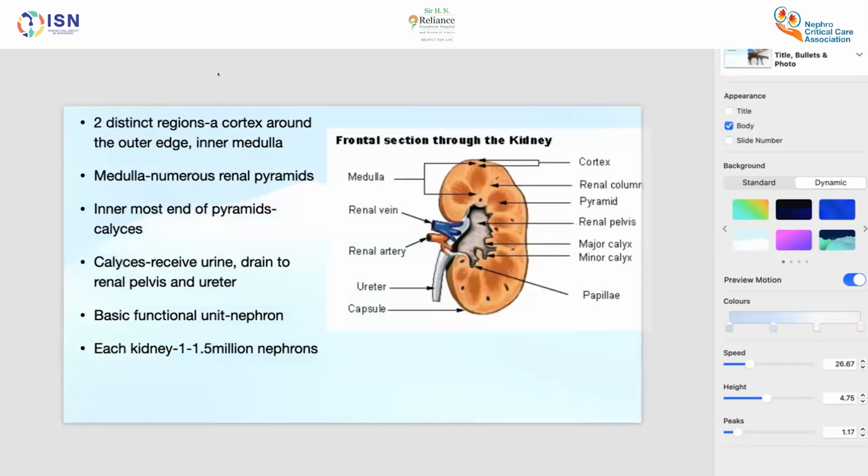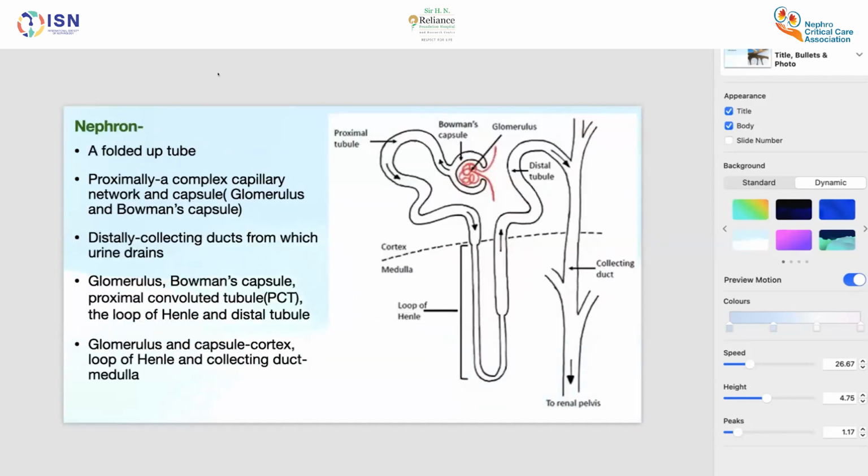The basic functional unit of the kidney is the nephron, and each kidney has 1 to 1.5 million nephrons. A nephron is a folded tube which consists proximally of a complex capillary network and a capsule, called the glomerulus and Bowman's capsule. Distally, there are collecting ducts from which urine drains. The glomerulus, Bowman's capsule, proximal convoluted tubule, the loop of Henle, and the distal tubule all constitute a nephron. The glomerulus and capsule are in the cortex; the loop of Henle and collecting duct are in the medulla.